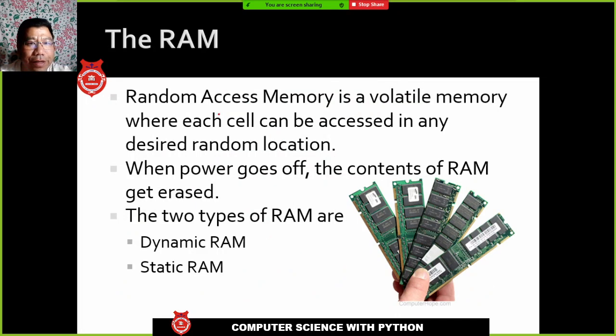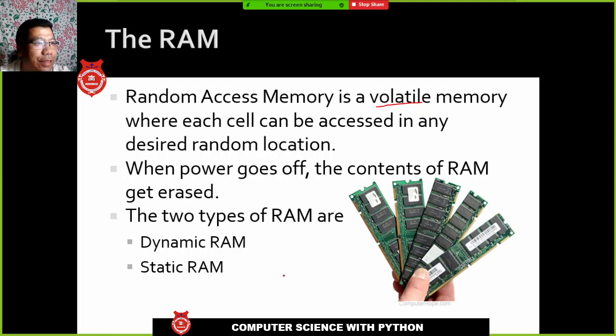Let's go to the next one. Let's talk about random access memory. This is one of the most common types of primary memory. It is volatile. I have already explained what volatile is. When the current goes off, all the data will be lost. Its locations can be accessed randomly. That's why it is known as random access memory, because its memory locations can be accessed easily.